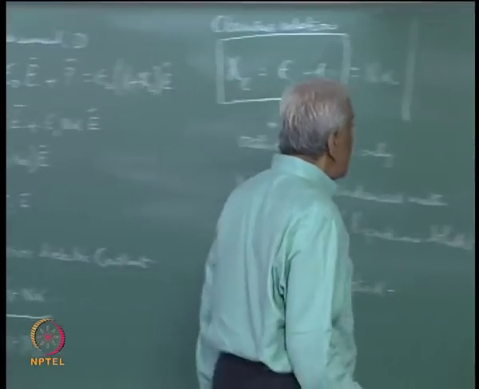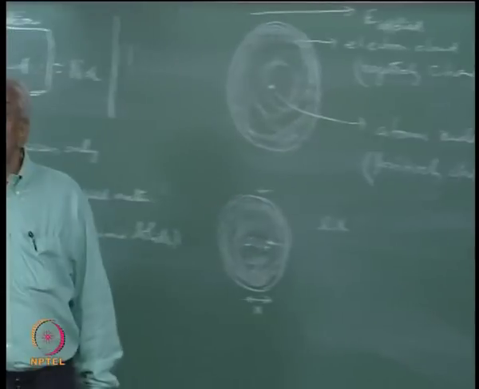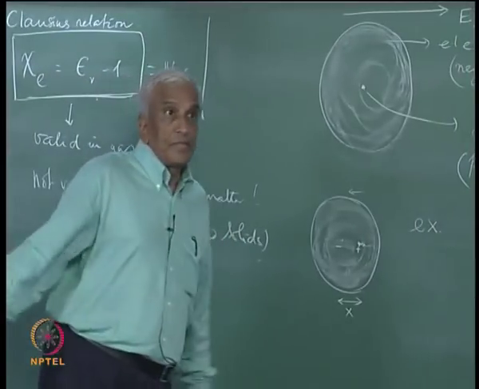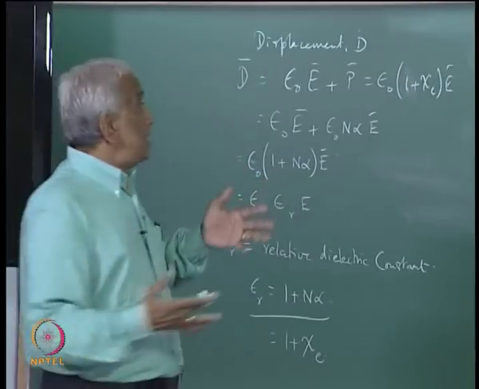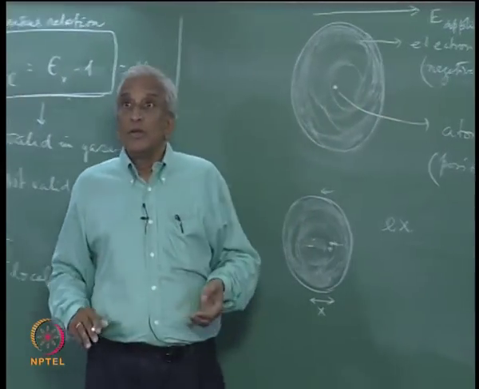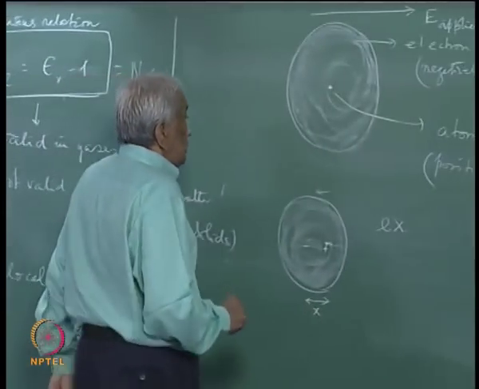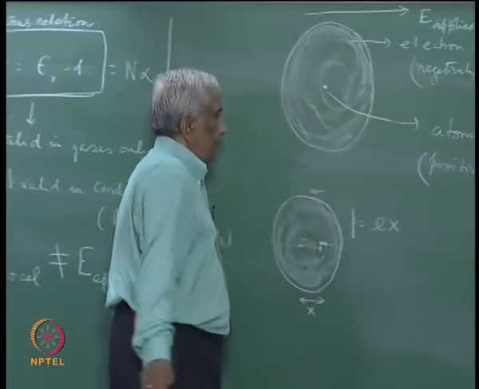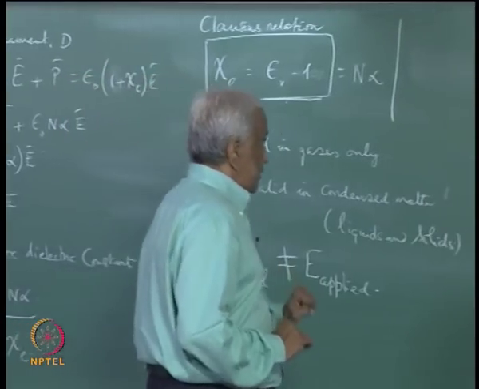And this is what gives you a net dipole moment, which is induced and is present only as long as the electric field is existing. The moment you remove the electric field, this dipole moment will also vanish, because everything will relax back to the original situation. So, this is really the induced dipole moment. So, this is the mechanism of polarization.